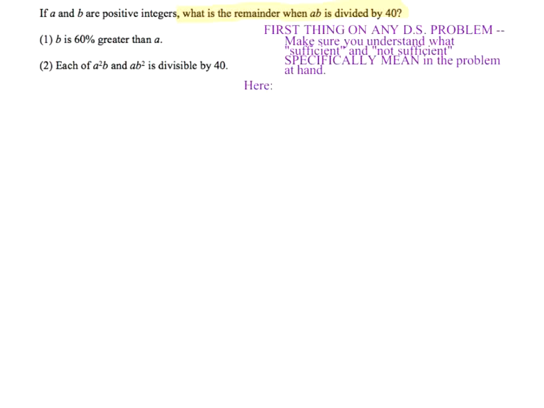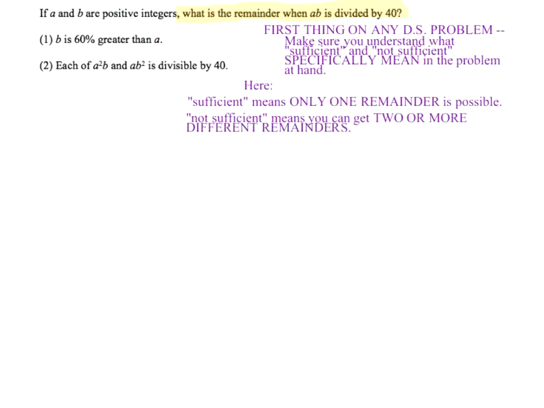sufficient means that only one remainder is possible. Make sure you get that in your head at least. You may even want to write it down just so that it's a focus for your attention. Not sufficient means you can get two or more different remainders. This should be routine. This should seem like no big deal. But if you guys aren't figuring this out before you start, then there's no goal for the rest of everything. So, okay, let's talk about testing cases.